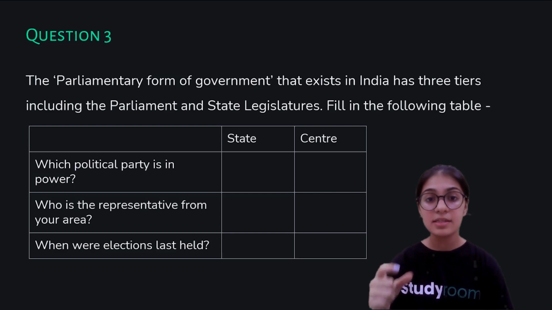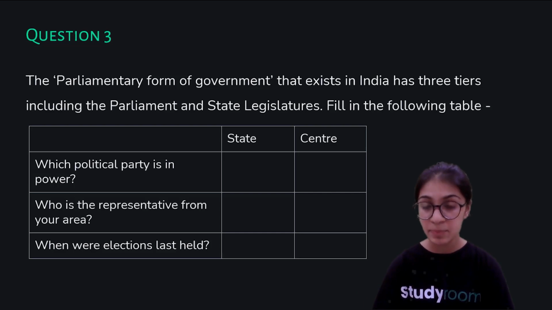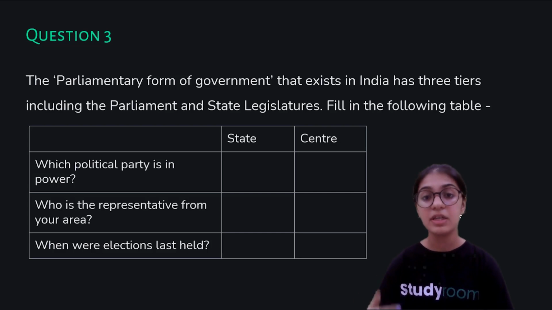So basically, when the elections are for the state government, we elect the MLA, and when the elections are for the central government, we elect the MP. You might have understood by now.